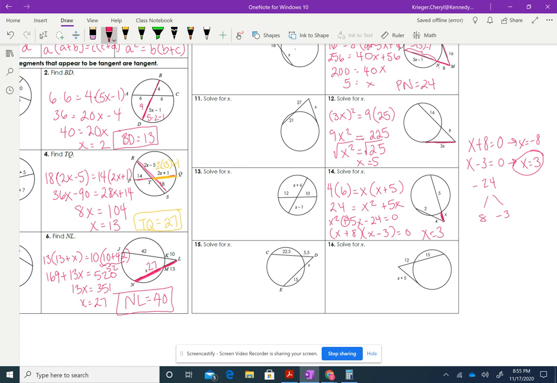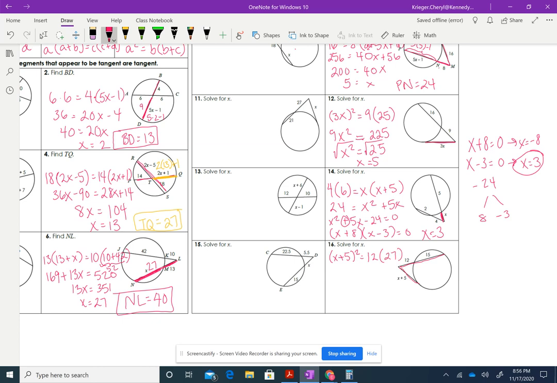Okay, number 16. I bet this one's going to be tricky too. So this is type 3, a secant and a tangent. The tangent is squared. X plus 5 squared equals 12 times, well, 12 plus 15 is 27.